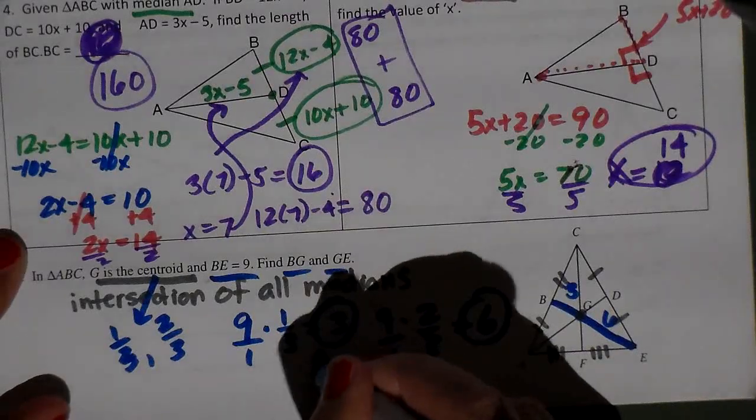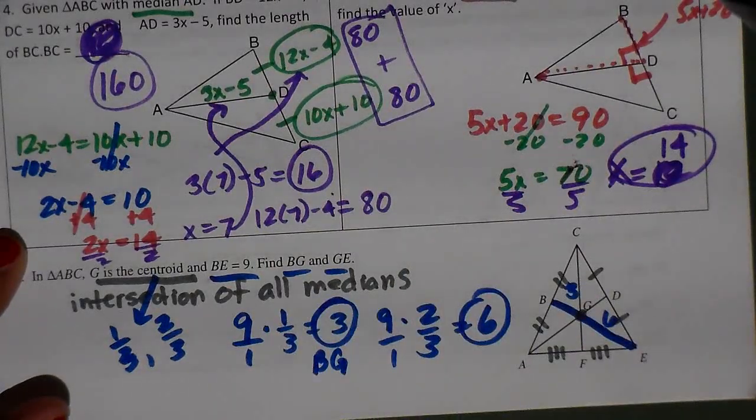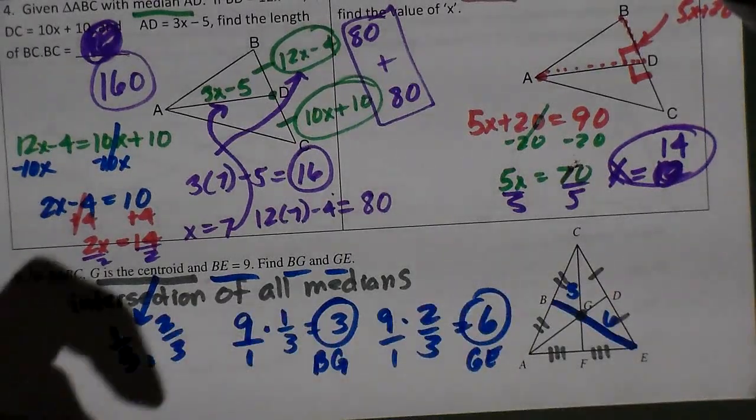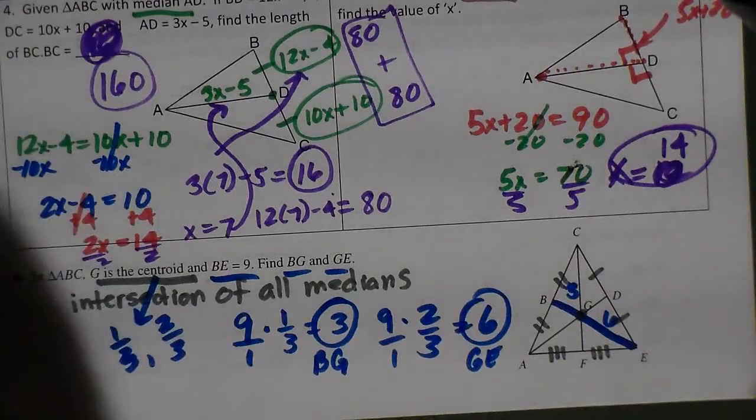And BG is 3, and GE is 6. Okay, and we've completed the first page of the review.